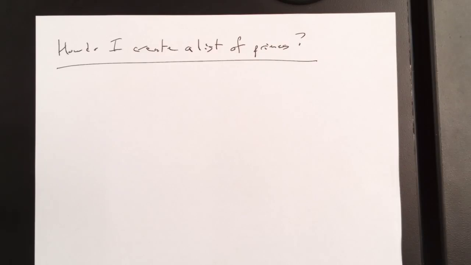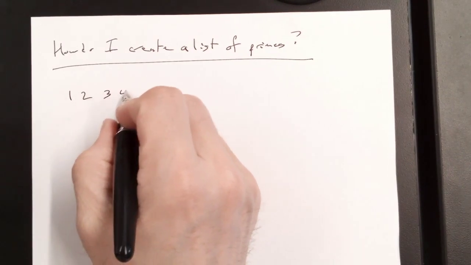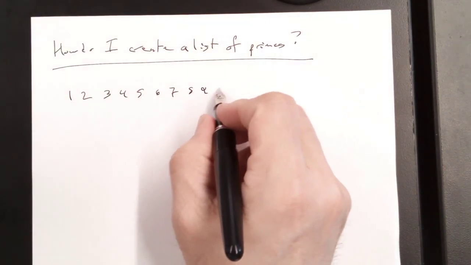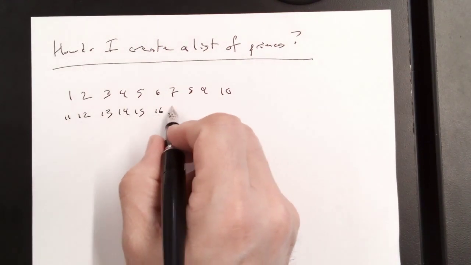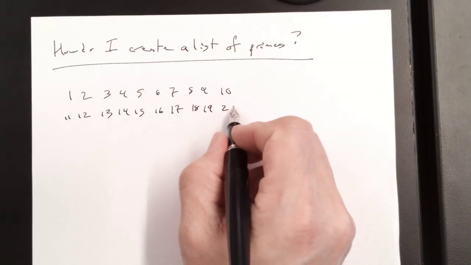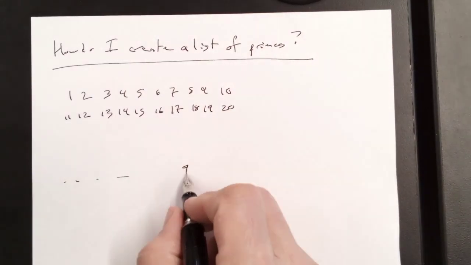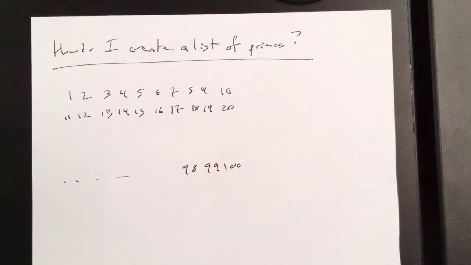Depends on how far you want to go. The easiest way to do it is to cast out numbers that aren't prime. So let's start a list. Let's say I want to go to 100. Well, I'd start right away by telling you 1 is not prime.